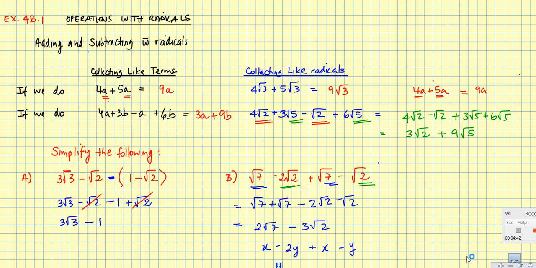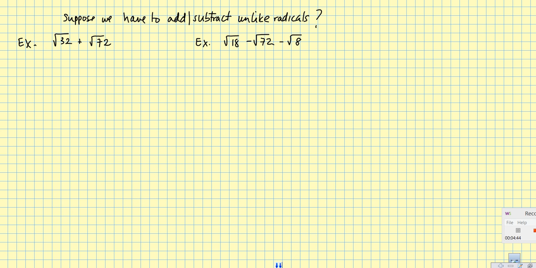Okay. Now, the only other examples that I'm going to show you in terms of adding and subtracting are examples where it seems like we don't have anything that we can add or subtract. So when that situation occurs, if we have unlike radicals, like root 32 plus root 72, neither of those could be added together. But because we can reduce these down to simpler terms, we might be able to find like radicals in doing so.